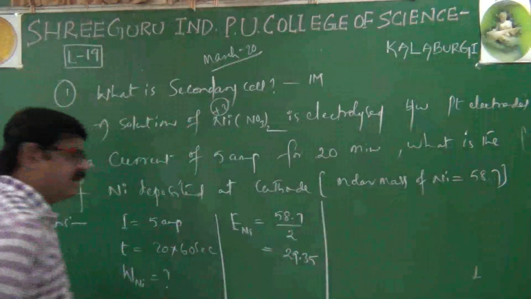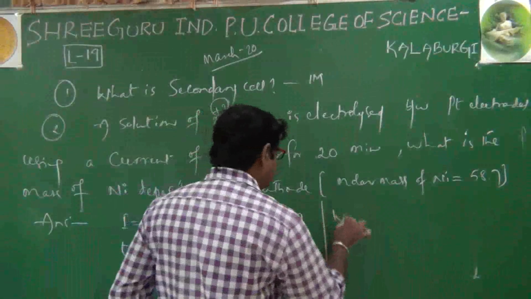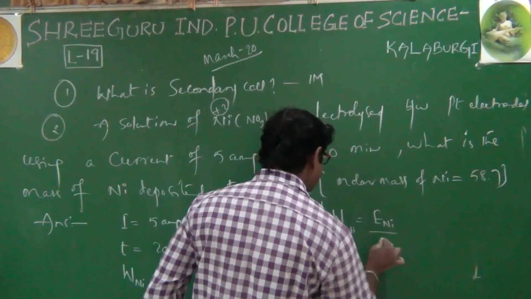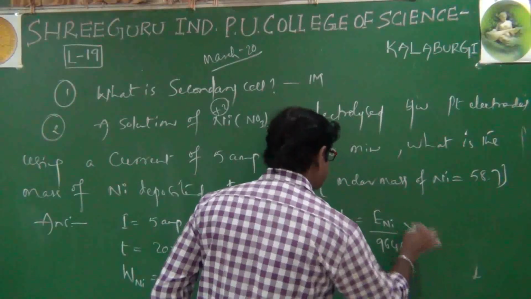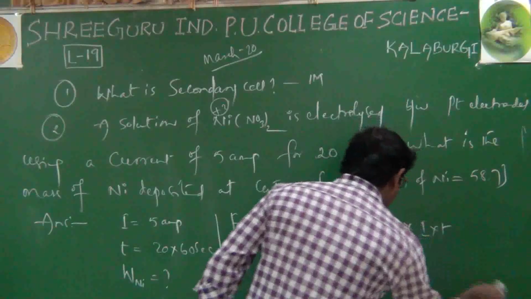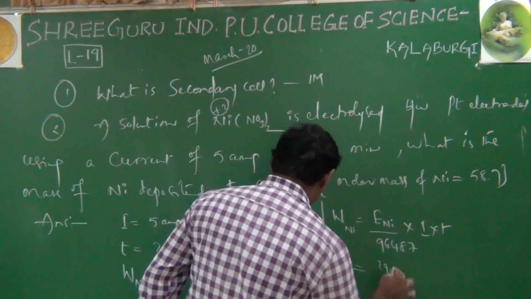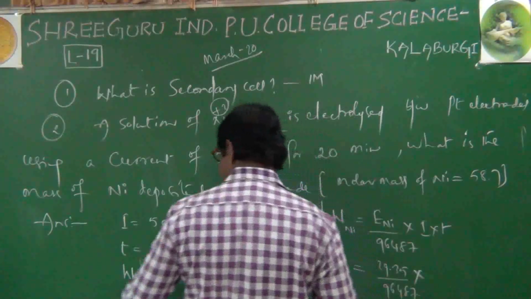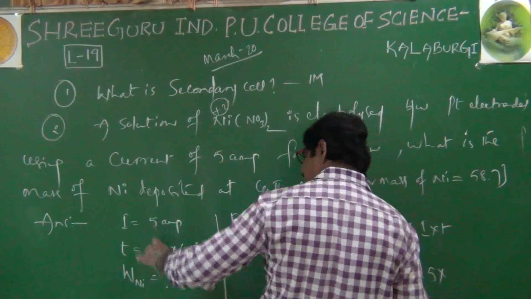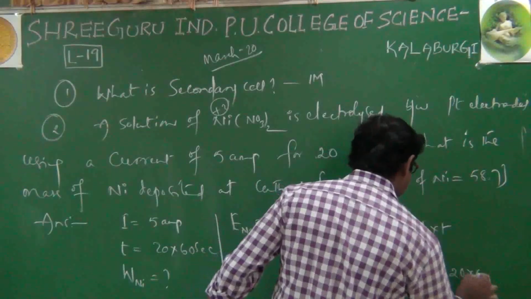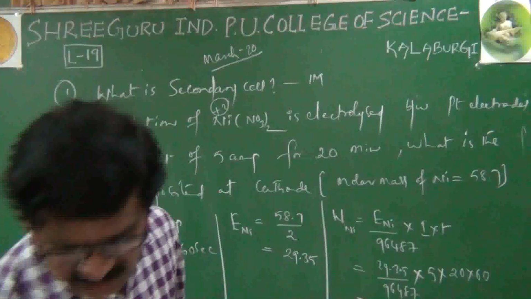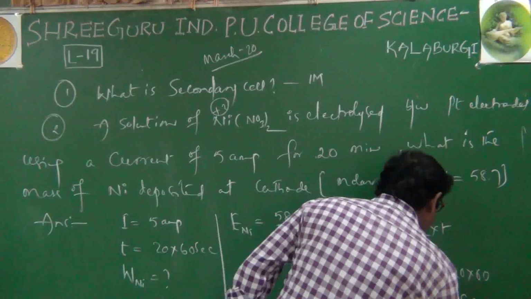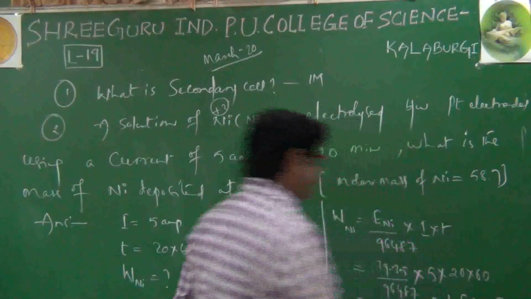Now we'll take our main formula. W of nickel is equal to equivalent mass of nickel divided by 96,487 into I into t. That is 29.35 divided by 96,487 into I, current in amperes 5, into time in seconds 20 into 60. That's it. And if you simplify, you will get 1.825 grams. 1.825 grams is your answer.